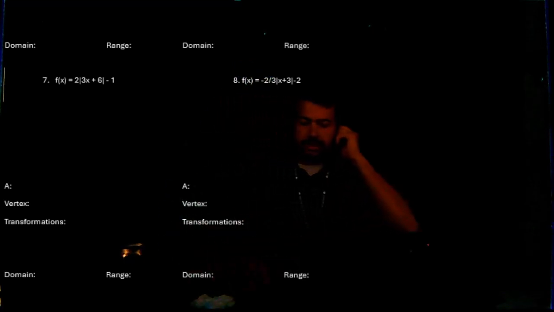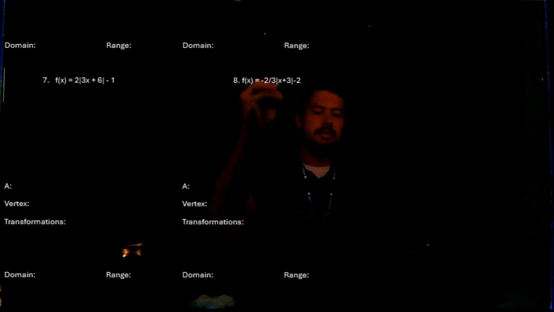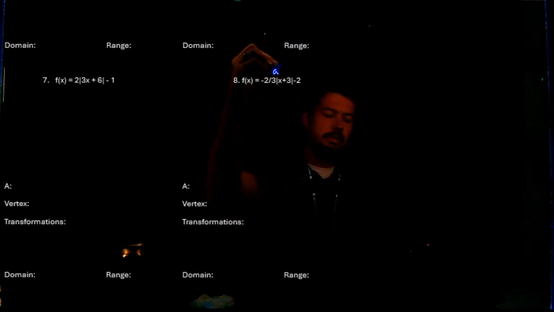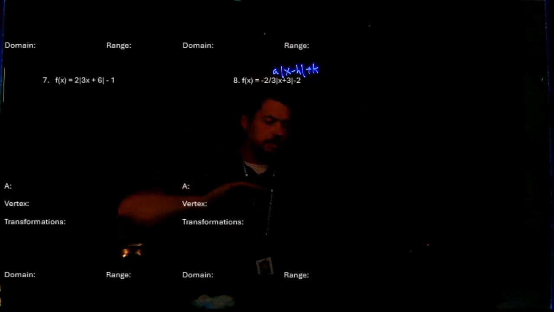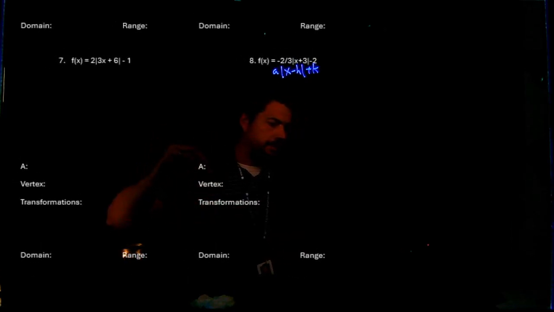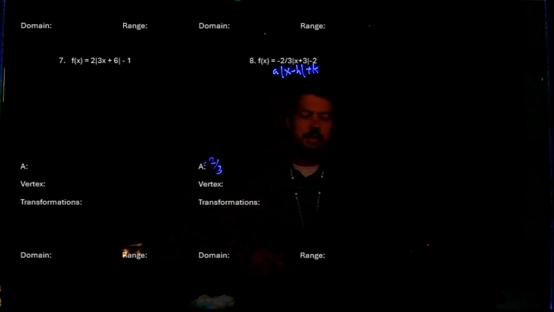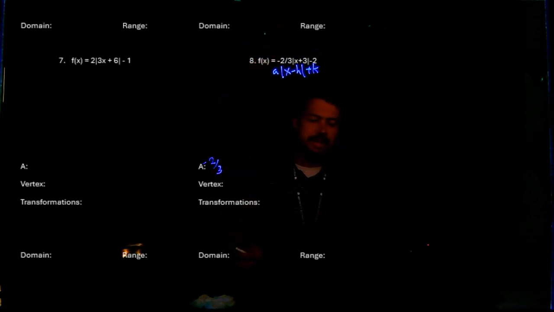What do we have here? We have negative 2/3 of x plus 3 minus 2. The nice thing is that while it has a fraction, you don't have to do any factoring because it's already in the correct form. It's a absolute value of x minus h plus k. So it's already in a perfect form. Let me scoot this up a little bit. There we go. A is going to be negative 2/3. Again, that is your slope. Your vertex, change, keep, is at negative 3, negative 2.